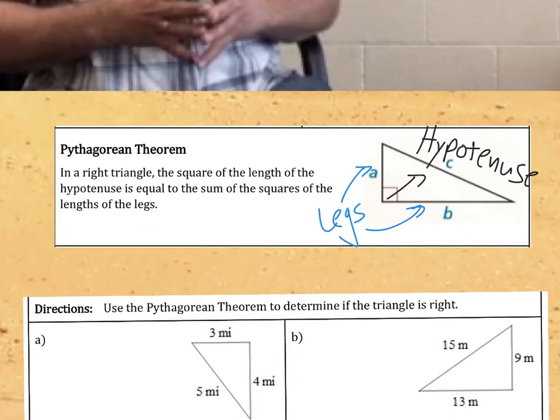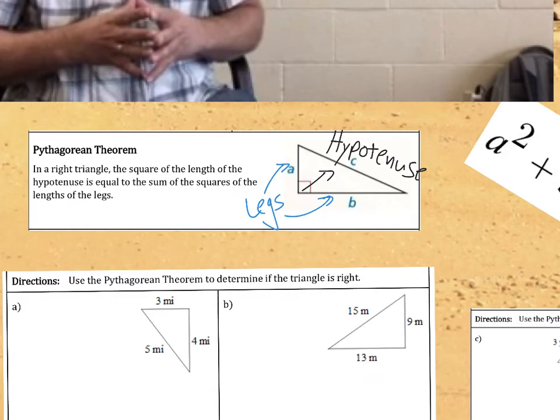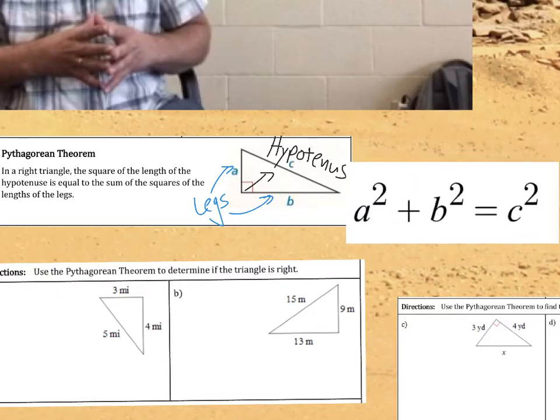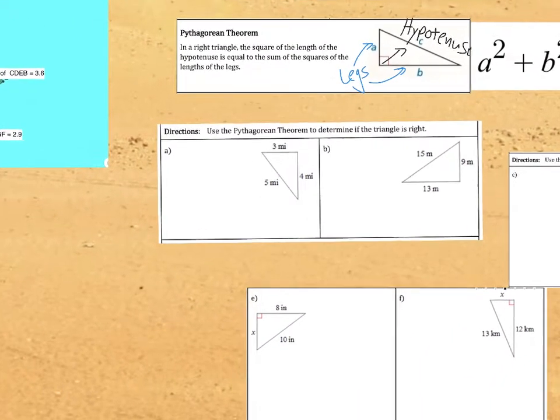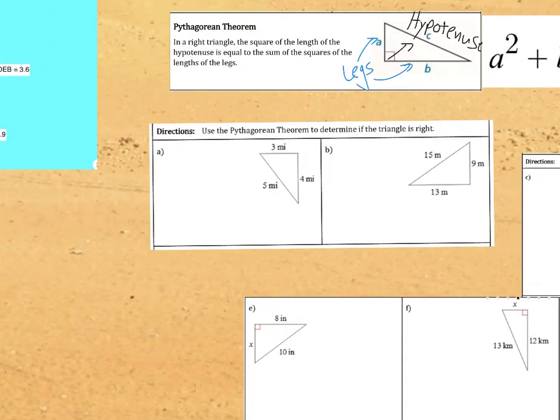And so we usually call the hypotenuse c, and a and b for the shorter ones. And we come up with this theorem, this equation that tells us a squared plus b squared has to equal c squared. So the squares on the legs have to add up to the square on the hypotenuse. So let's check out some examples here.